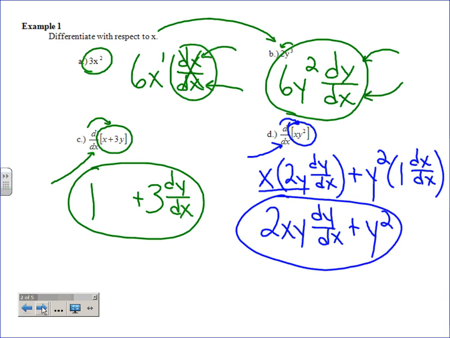So implicitly is kind of what we're doing here. We're saying it's kind of like a chain rule, but we don't know what y is. We're saying, yeah, I know I have to take the derivative of that y, but I don't know what it is.